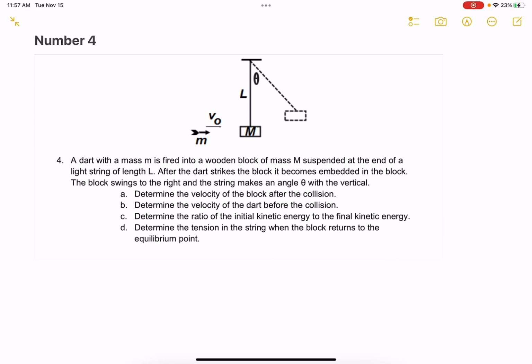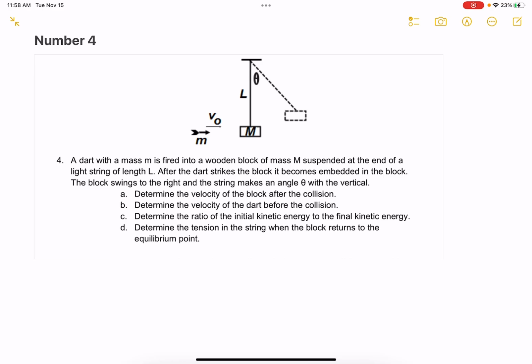A dart with a mass of little m is fired into a wooden block of mass capital M, suspended at the end of a light string of length capital L. After the dart strikes the block, it becomes embedded in the block. The block swings to the right, and the string makes an angle theta from the vertical. Determine the velocity of the block after the collision.